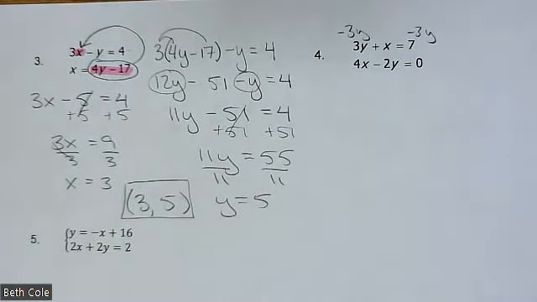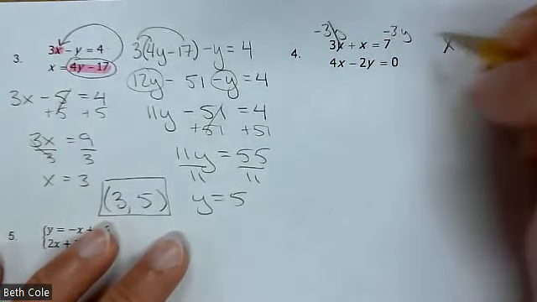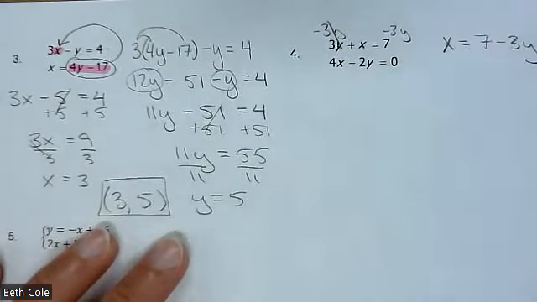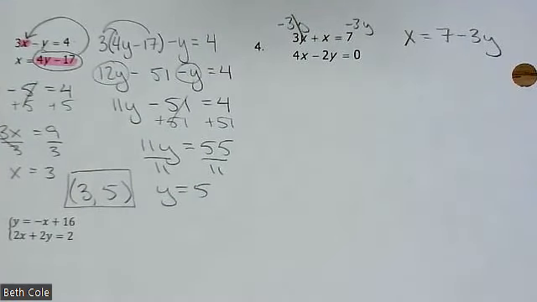Okay, hold on, guys. Let me get everybody together. You would have x equals 7 minus 3y. Do you see how we had to figure that out on our own, though? Okay, now I can highlight.